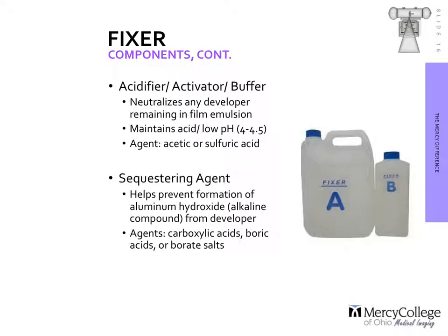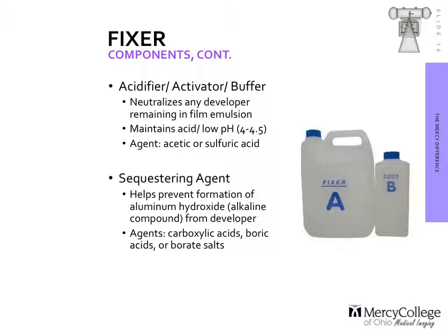There's going to be an acidifier, activator, or buffer, and what this is going to do is neutralize any developer that may be left on that film as it goes from the developing tank to the fixing tank. It helps to maintain that acid-like, or low pH, environment. That pH is going to be anywhere between 4 and 4.5 for the fixer. So pH is much different, again, between the developer and the fixer. Fixer should always be mixed first. And then you can see what these agents are. Acetic acid is one of the primary acidifiers of the fixing.